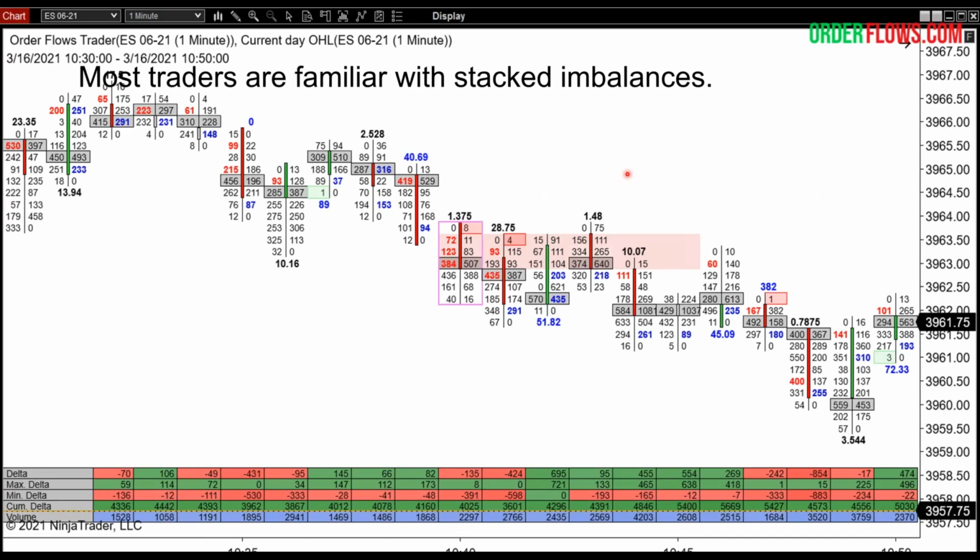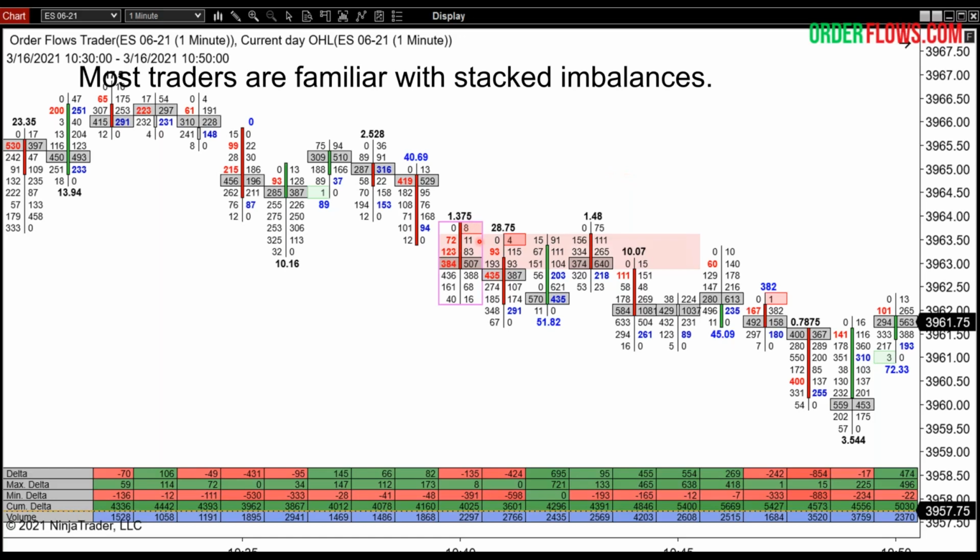So the next thing I'll talk about is imbalances, right? And I've mentioned earlier what an imbalance is. And when you have more than one imbalance in a bar, you really got to start paying attention. Now, most traders are familiar with stacked imbalances, right? People have talked about stacked imbalances for a long time in order flow. And what are stacked imbalances here? You have three imbalances stacked nice and neatly on top of each other, right?